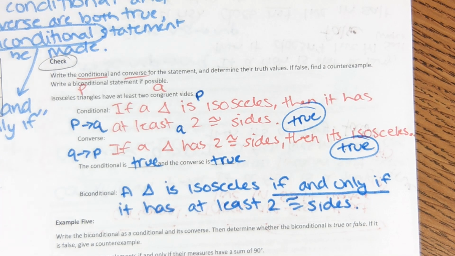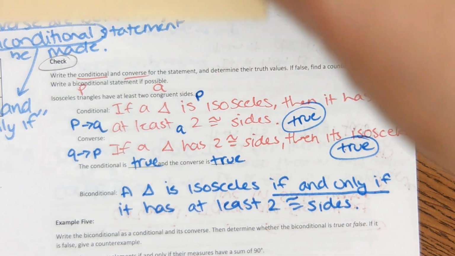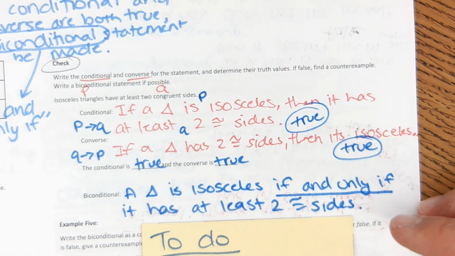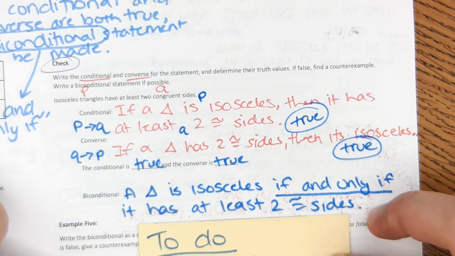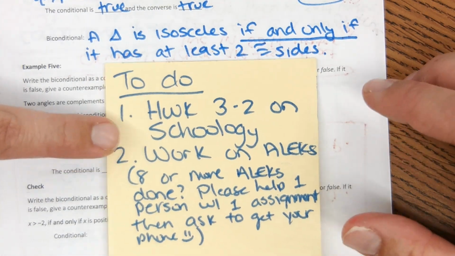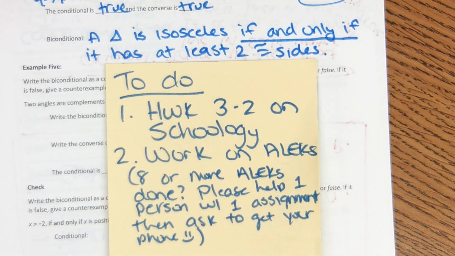Okay, so now you have the last 20 minutes to get your homework done on Schoology and then work on ALEKS. If you have 8 or more ALEKS done, then you can help one person with an assignment and then get your phone. So here is your to-do list. I'm going to freeze this here. And go ahead and get a computer and get started, and I'll enable the homework.